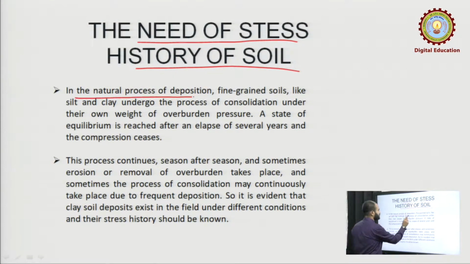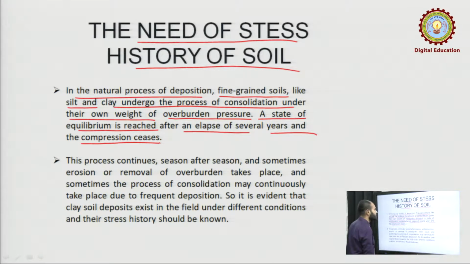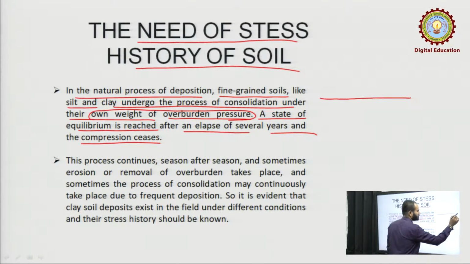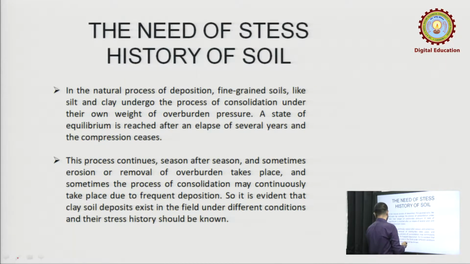In natural deposition process, fine grained soils like silt and clay undergo the process of consolidation under their own weight of overburden pressure. A state of equilibrium is reached after an elapse of several years and the compression ceases. What does this mean? Due to its own overburden pressure, how does the process take place?